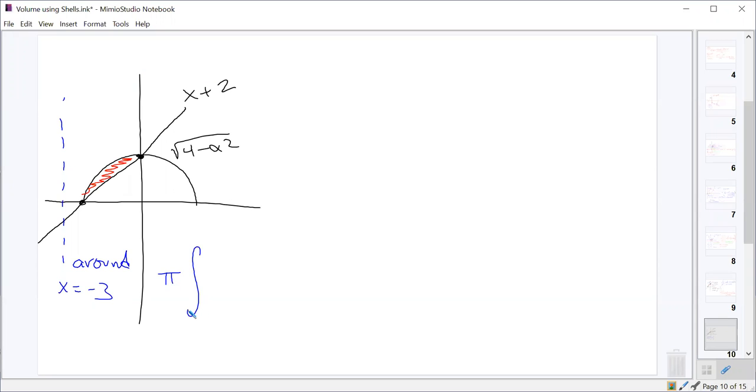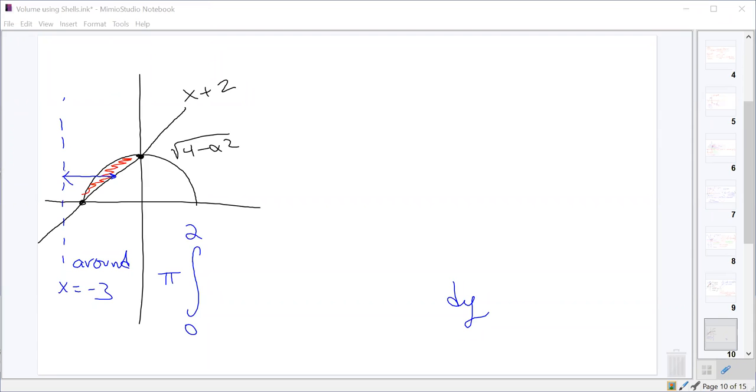And then in terms of y, what's the lowest part of this region? 0. And what is the largest part of this region? 2. So we're going to do pi times the integral from 0 to 2 of a bunch of stuff, dy. We've got to figure out an outer radius and an inner radius. So what is our outer radius? Our outer radius goes from -3 all the way over here to this point.